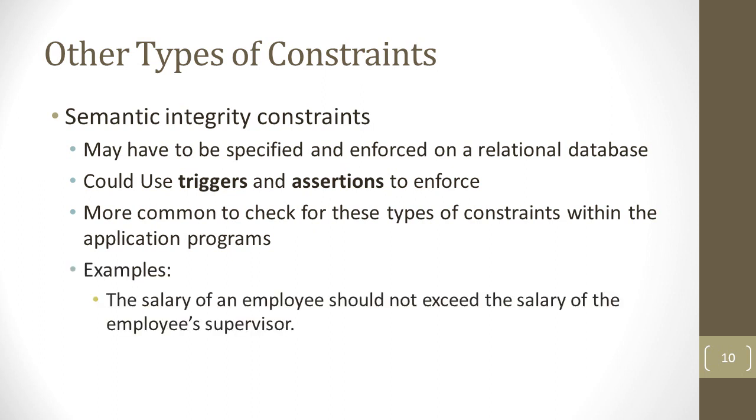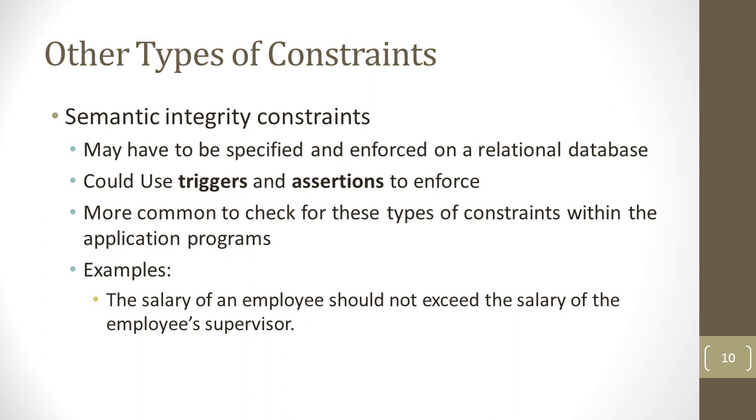So an example could be that the salary of an employee should not exceed the salary of an employee's supervisor. So you could set up a trigger to say if me, Dan Landy, works for Joe Johnson, and we raise my salary and it goes above Joe Johnson's salary, that we're going to automatically raise his salary to be equal to mine. So it's kind of a trigger saying my salary can't be higher than my supervisor's.